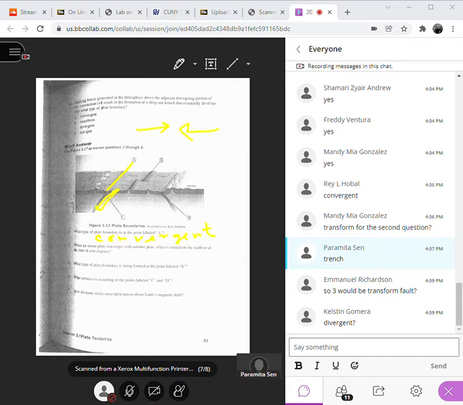And what process is occurring at points labeled C and D? Look at this. Both are going below one another, pushing. So what is that boundary called? When one plate submerges below the other plate, what will be the answer for C and D?